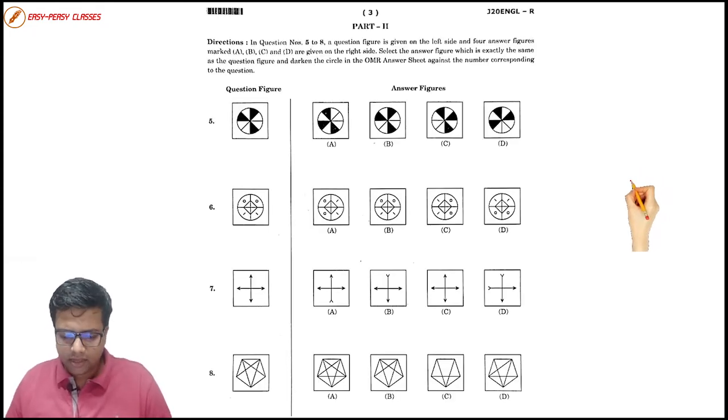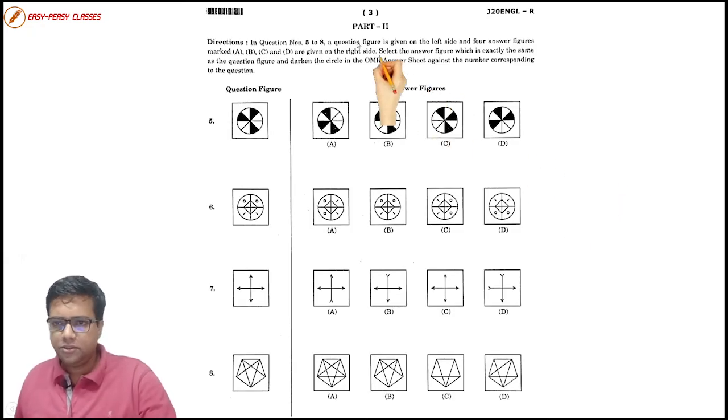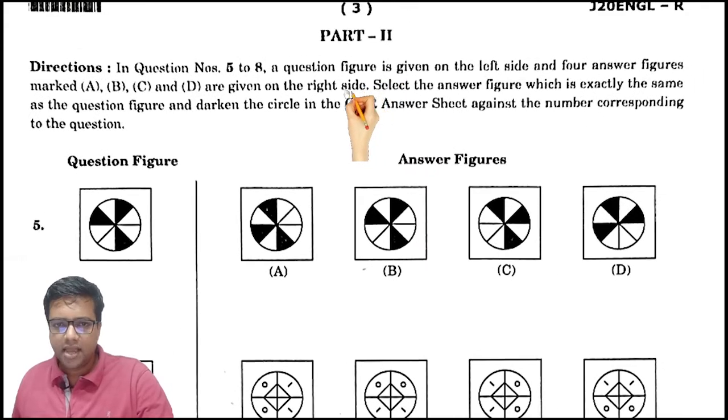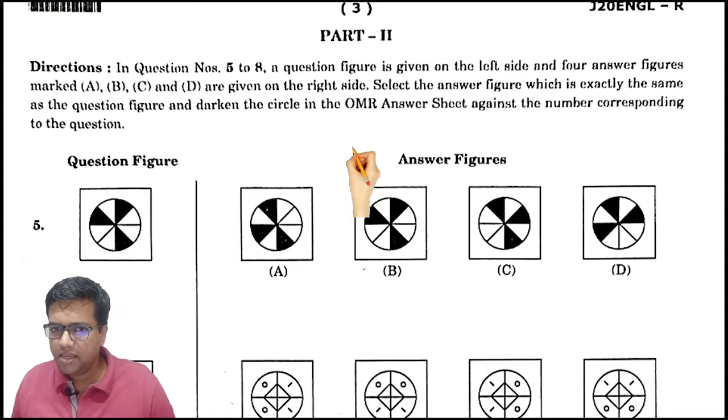All right, we have moved to part 2 of the mental ability test. Let us go through the directions first without wasting time. In question numbers 5 to 8, a question figure is given on the left side and 4 answer figures marked A, B, C and D are given on the right side. Select the answer figure which is exactly the same as the question figure and darken the circle in the OMR sheet against the number corresponding to the question.